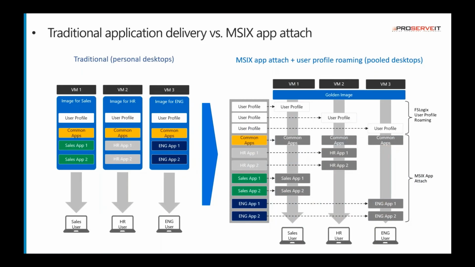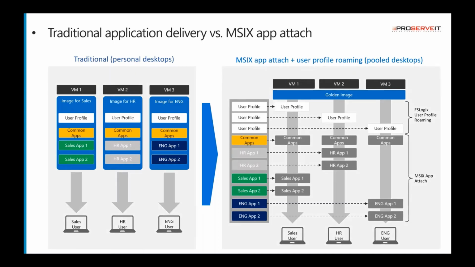So looking at it from another perspective, again, traditional application delivery versus MSIX app attach. In our traditional VDI model, we'd typically be relying on personal desktops, where we'd have dedicated images for each user, each stored with their own local profile information, loaded with common applications, and then departmental or vertical specific applications. This obviously gets into a larger and more unwieldy environment as it increases the number of images and VMs that we need to be able to support on an ongoing basis.